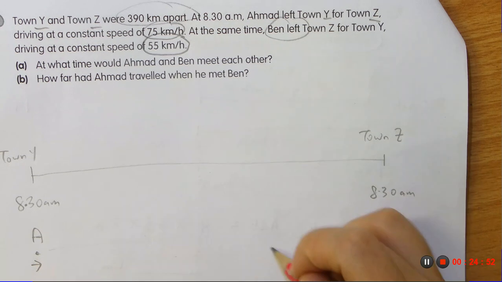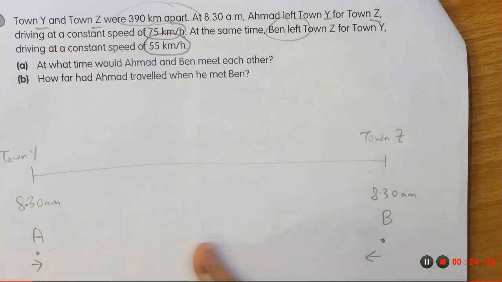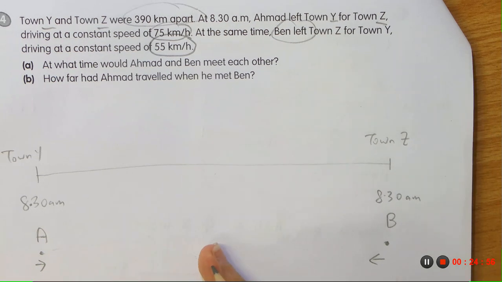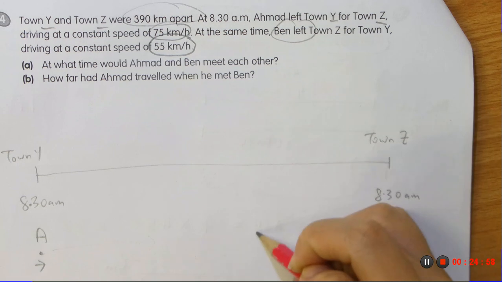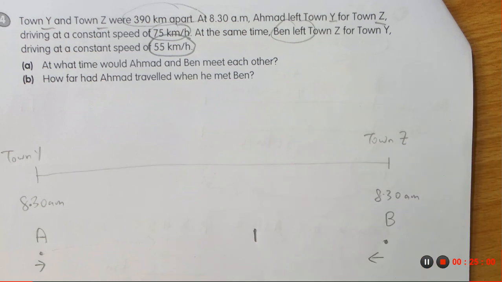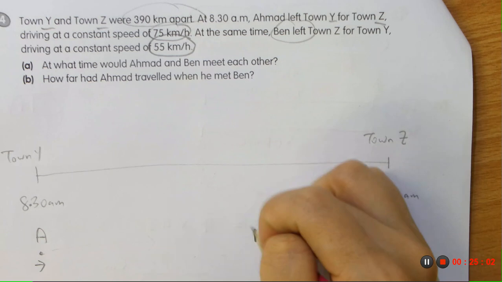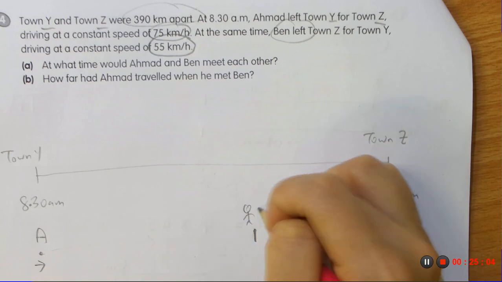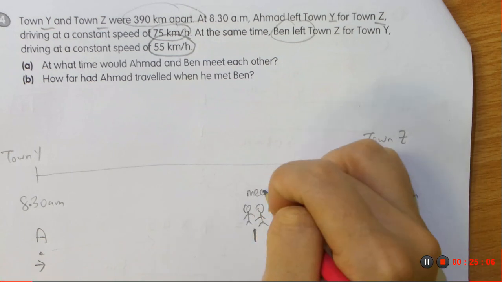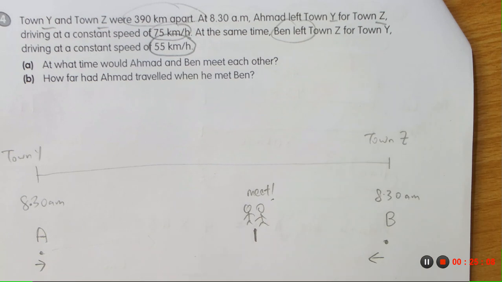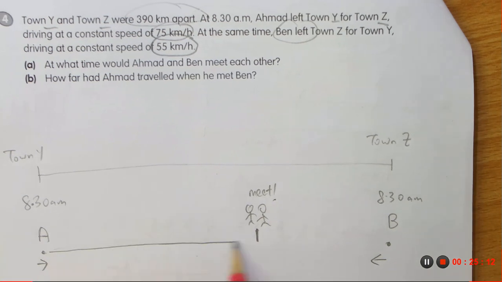Okay, let's say they meet. Because Ahmad is going to go faster, he's going to meet him nearer, maybe somewhere here. Yes, Ahmad's going to travel the longer distance because he is faster.